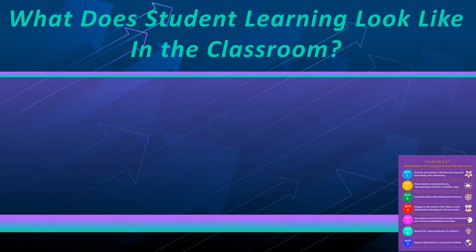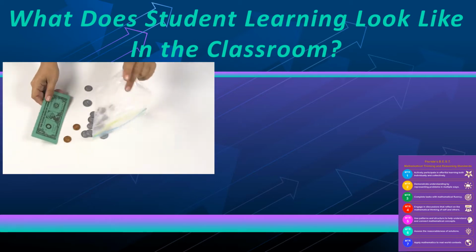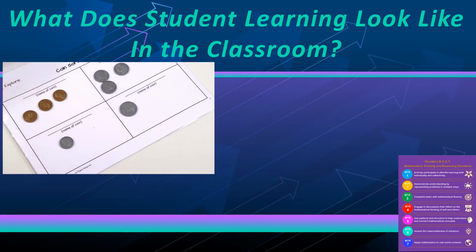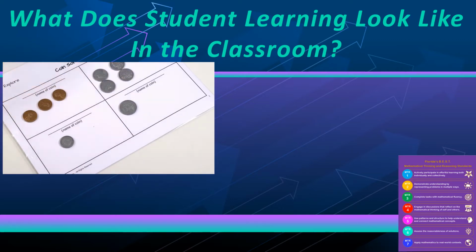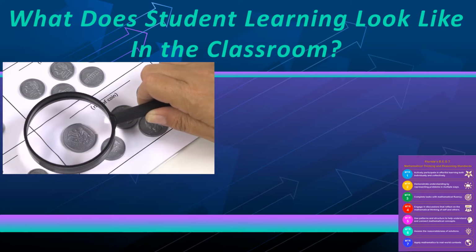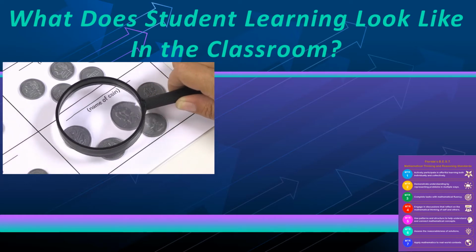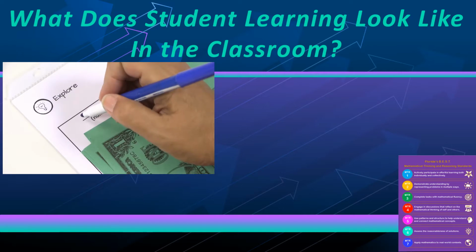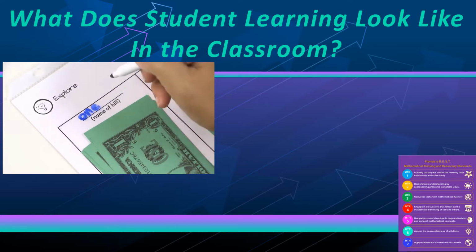What does student learning look like in the classroom? Below, we will take a look at 5 Explore lessons found in STEMscopes. Here is Explore 1, and students are given a bag with coins and bills. They will sort and examine the coins and the bills with a hand lens. Once they are done sorting and examining their attributes, they will label similar coins and bills with their name.